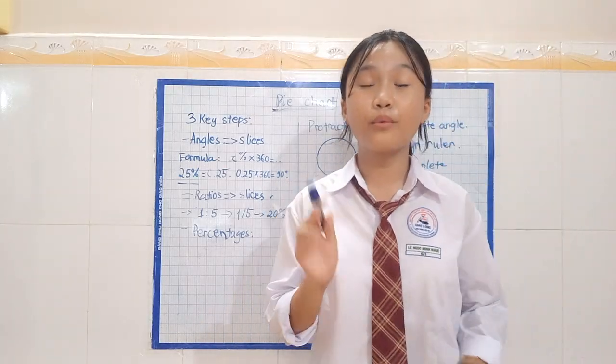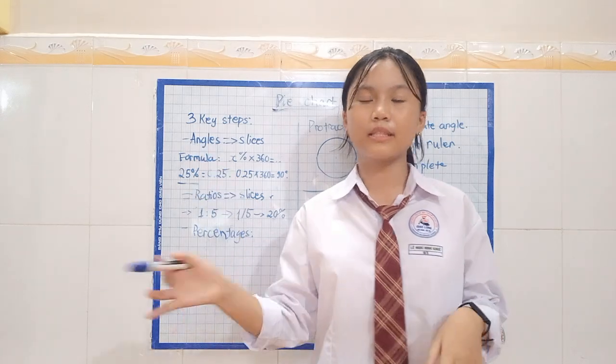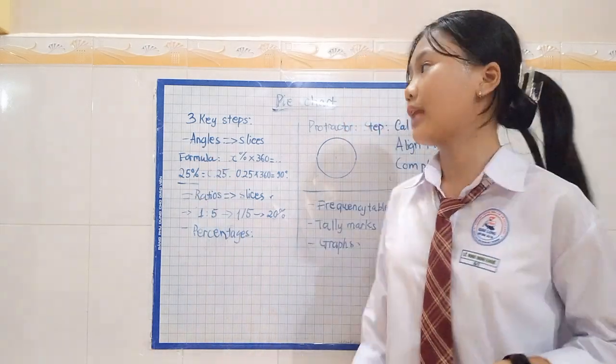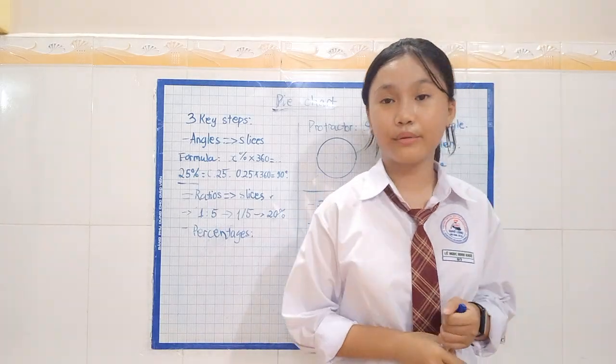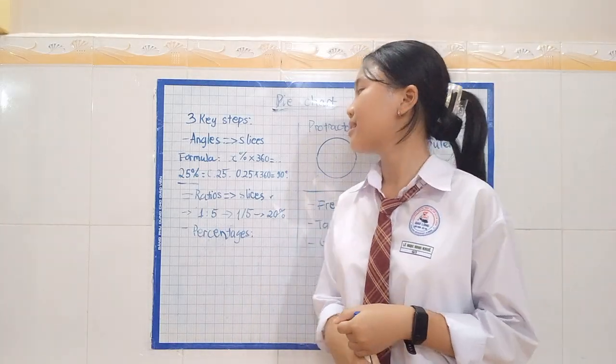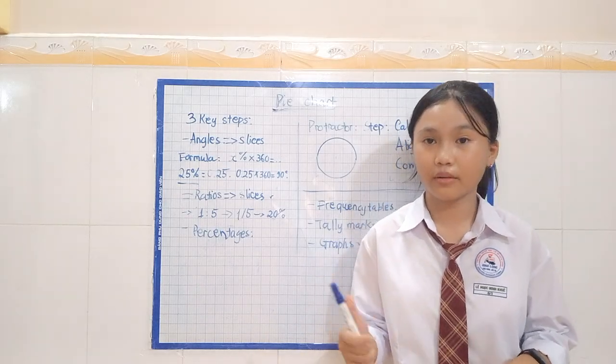This is a really important part, because you can't just simply draw different slices without accuracy. This formula is really important so that you can ensure your slices are correct and accurate, and it will be efficient for your work.